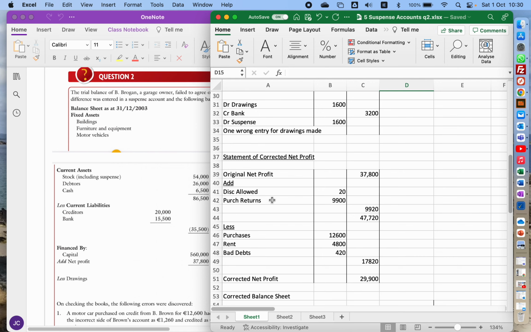The debits, so these, maybe if I just add this in here, so these will be credits in an income or expense account. So if I have a credit in an income or expense account, then I'll be adding it on, and all of the debits I'll be taking away, and I'll end up with a corrected net profit. And that's the figure later on that I'll be using in my balance sheet.